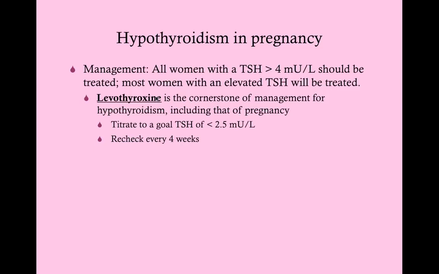On the test, you'll have a very obvious case. So they'll have a TSH of like 7. And so those patients will be treated with levothyroxine, just like anybody else, Synthroid, which we give to anybody with hypothyroidism. And we want to titrate down to a TSH of 2.5. And we'll recheck that every 4 weeks because her requirements may change as the pregnancy progresses.